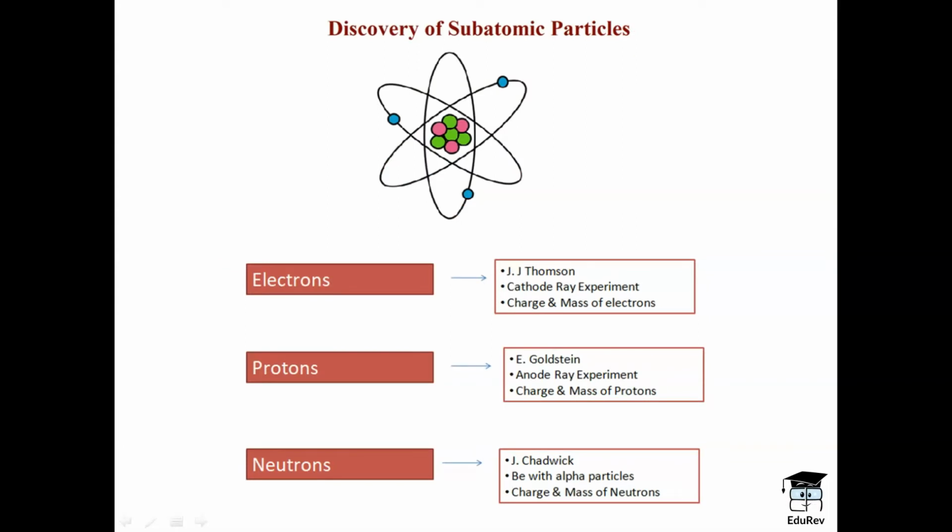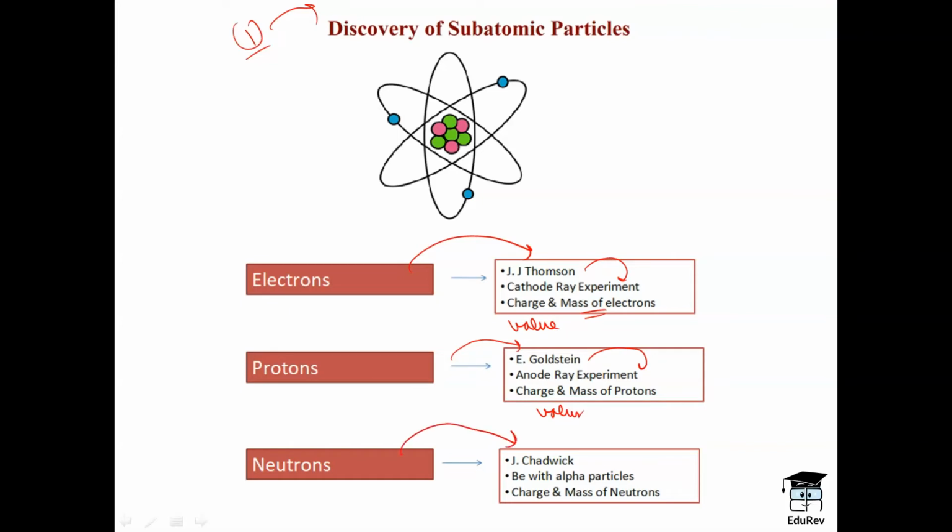So let's come on to the first portion, which is discovery of subatomic particles. Electrons were discovered by J.J. Thomson through the cathode ray experiment, and value of charge and mass of electrons were determined through this experiment. Protons were discovered by E. Goldstein through anode ray experiment. Values of charge and mass of protons were discovered by him.